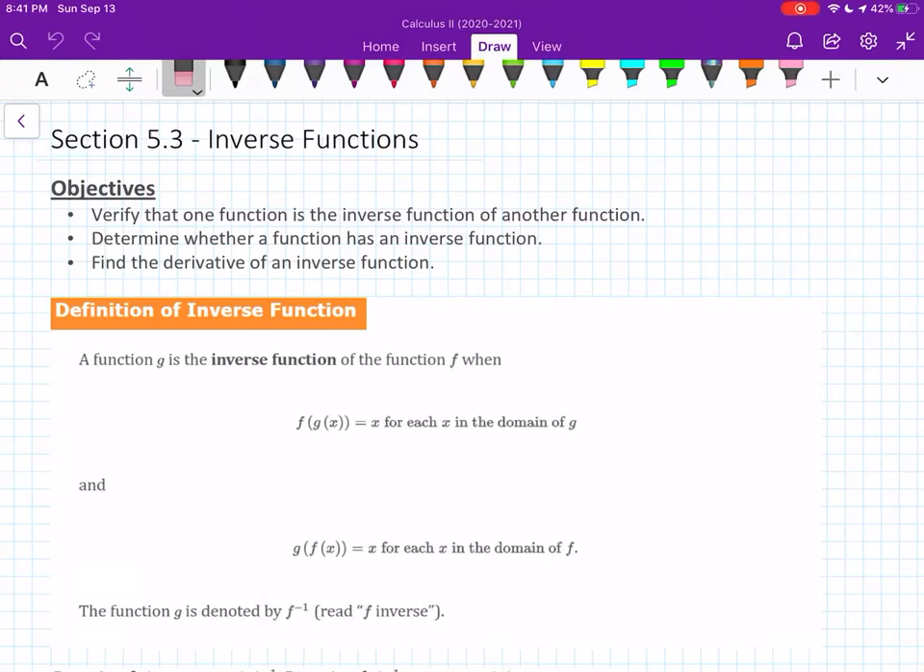All right, today's lesson, we are talking about section 5.3, inverse functions and their derivatives. The three objectives for today are talking about how to verify functions are inverses of one another, determine whether functions have an inverse, and then, of course, derivatives of inverse functions.